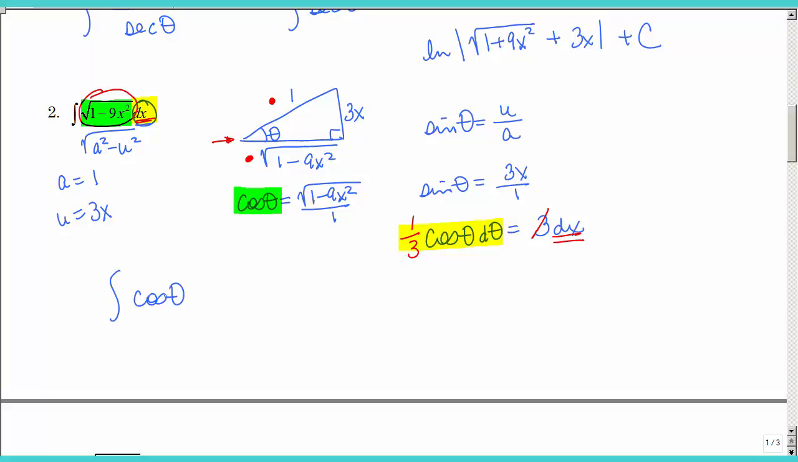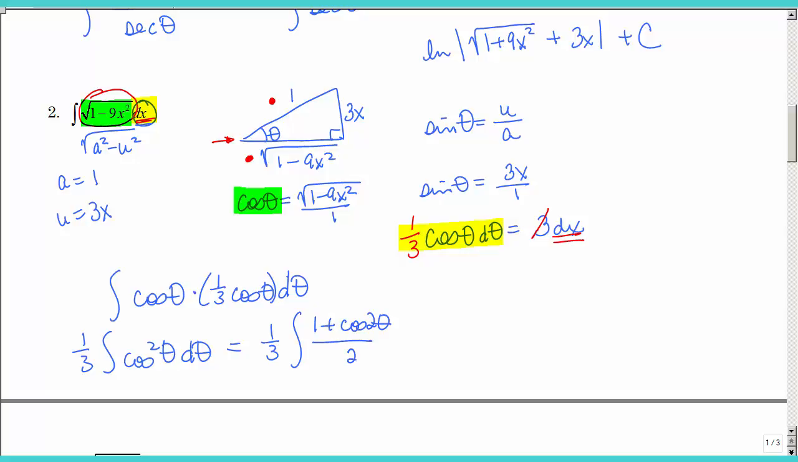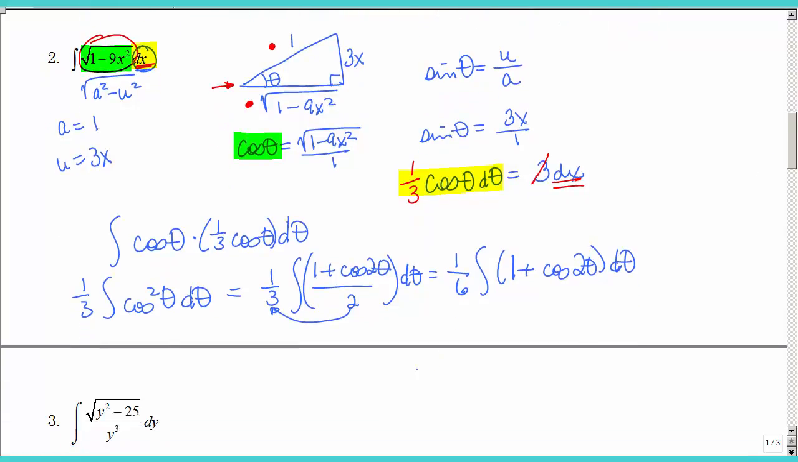So my square root is cosine theta. My dx is 1/3 cosine theta d theta. So bringing out the constant in front, I have cosine squared theta d theta. This is where we get to use that half-angle formula that we reviewed in class. So remember, cosine squared is 1 plus cosine 2 theta over 2. So bringing that 2 outside, I have 1/6 of 1 plus cosine 2 theta. So now integrating, I have 1/6 theta plus 1/6, then integrating cosine 2 theta, I have 1/2, because of the 2, sine 2 theta plus c.